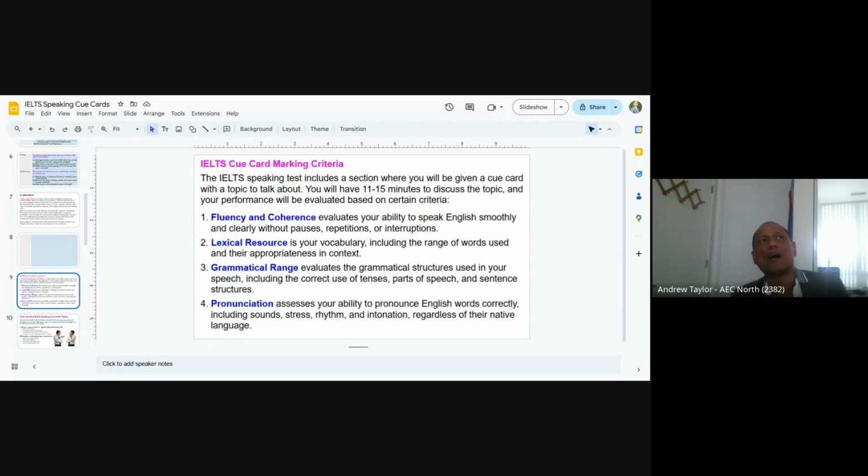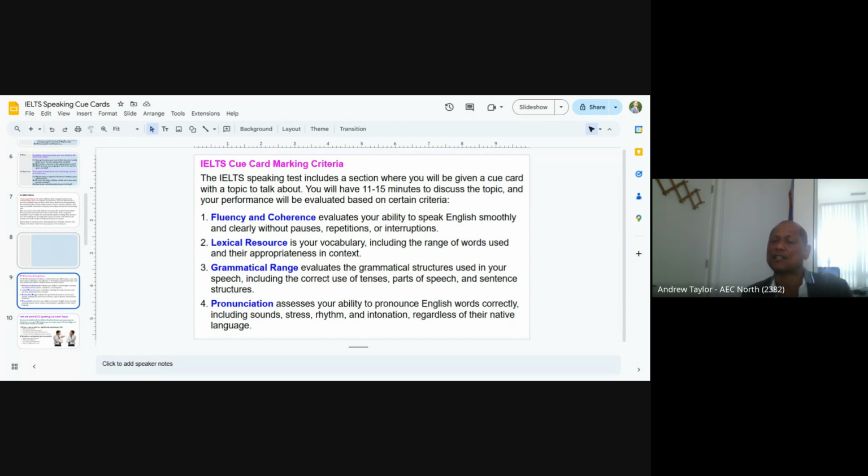Use conjunctive adverbs or connectives like therefore, however, in addition, moreover, on top of that, in contrast, on the contrary, which this one I will teach you in the future. Okay. Number 4 is pronunciation.